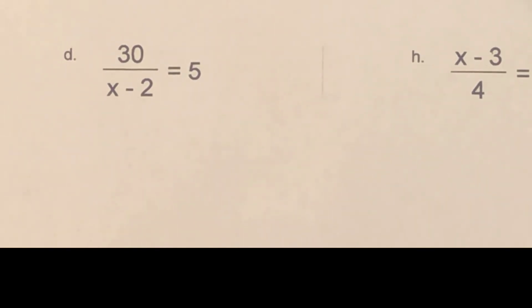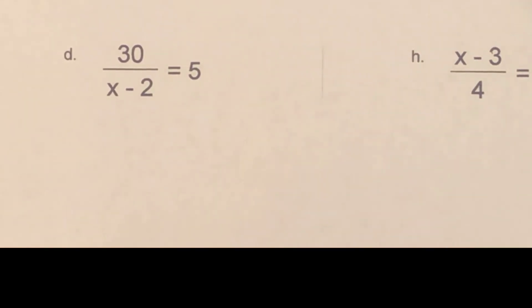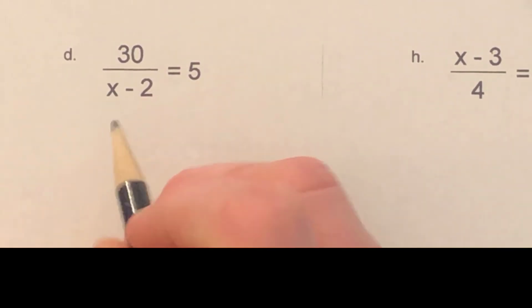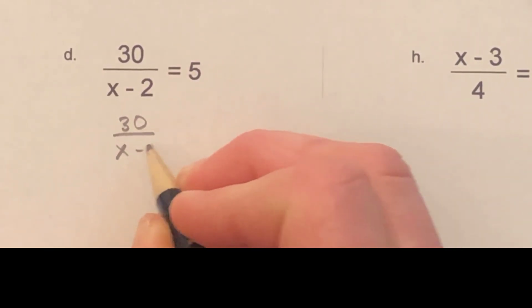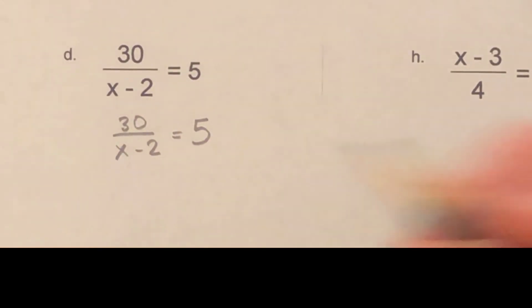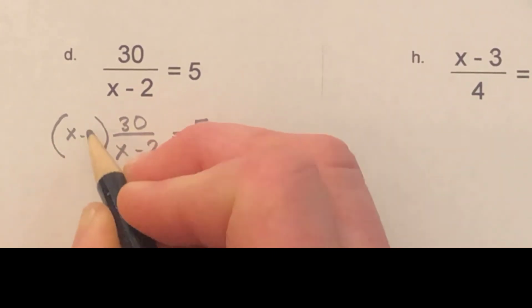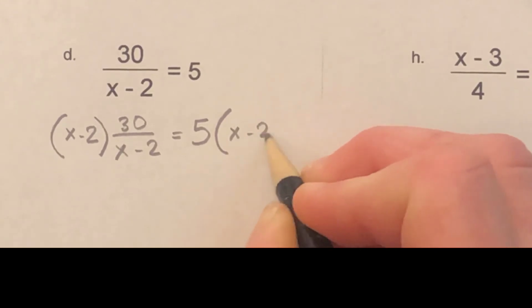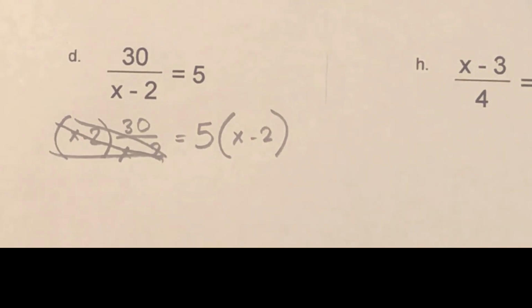Down to D. I don't want this on the bottom. I'm the boss. I'm gonna do whatever needs to be done to get it anywhere but on the bottom. Let me rewrite it because you know my handwriting is so much neater than this. Now I will multiply both sides by x minus 2. See? Gone. I wanted it gone, and so I made it gone because I am the boss. 30 equals, this time I think I'm not going to distribute.